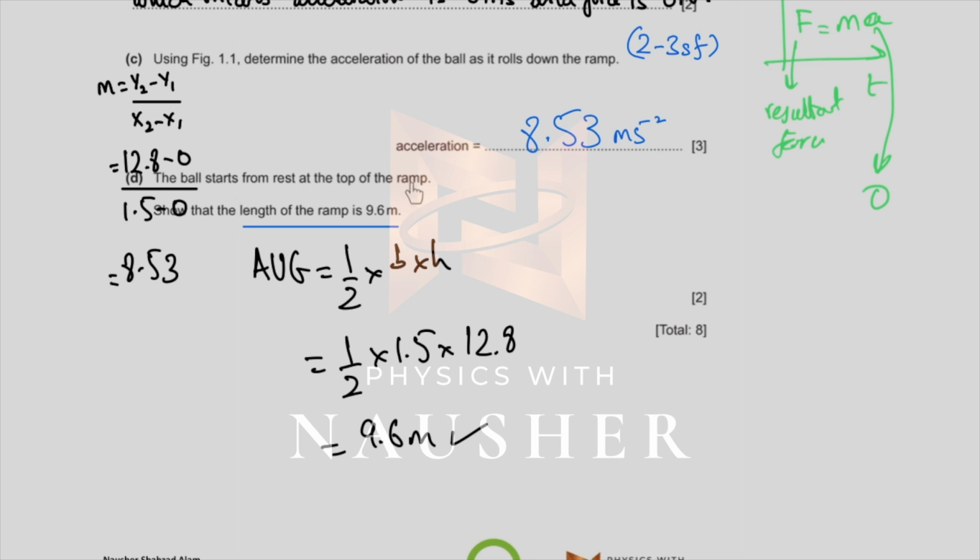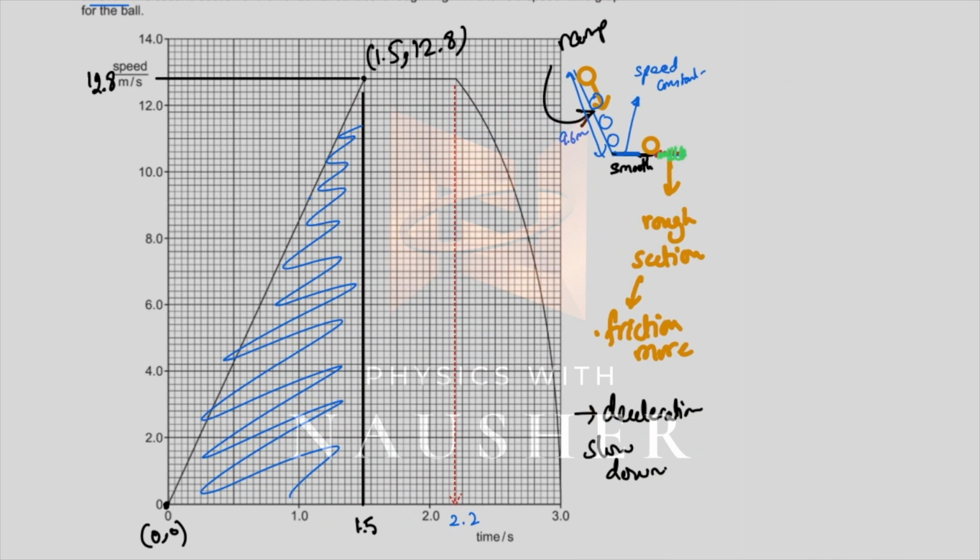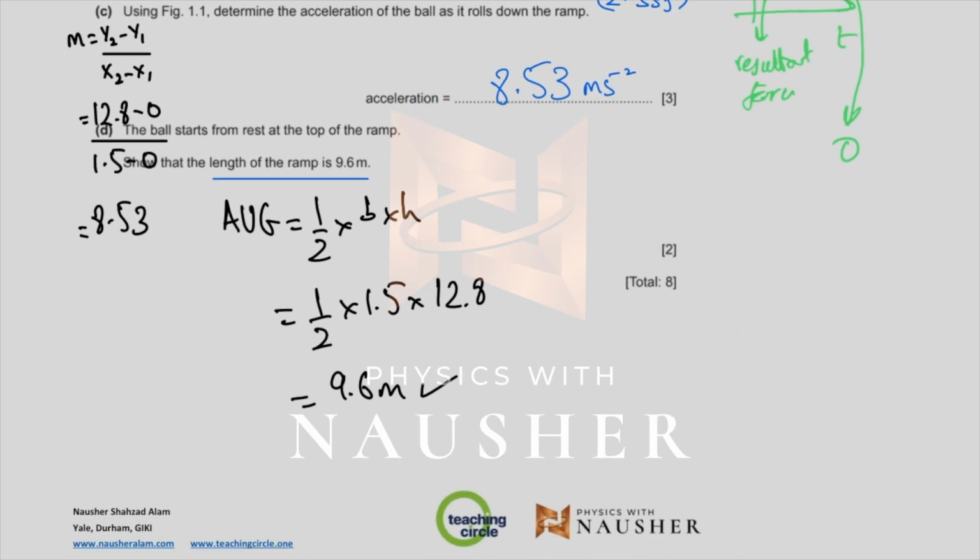The ball starts from rest at the top of the ramp. Show that the length of the ramp is 9.6. So हमें इस ramp का distance निकालना है. अब आपको पता है कि if you have a speed time graph, the area under the graph gives you distance. But I'm only talking of the ramp, so that means you were only looking at the part where your speed was increasing. So we're talking of the area of this triangle over here, and you do half into base into height, and you get 9.6 meters.